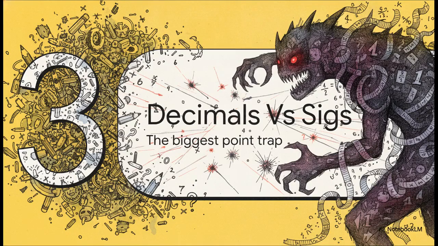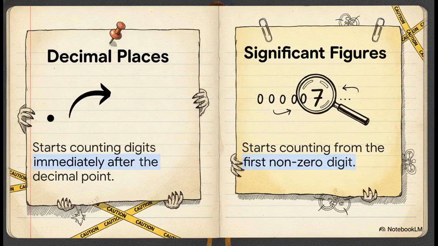Up next, Section 3, Decimals versus Significant Figures. Now, mixing up decimal places and significant figures is a classic trap. Decimal places strictly starts counting digits immediately after the decimal point. But significant figures, that starts counting from the first non-zero digit, which could be way over to the left of the decimal point. Let's put this into perspective.